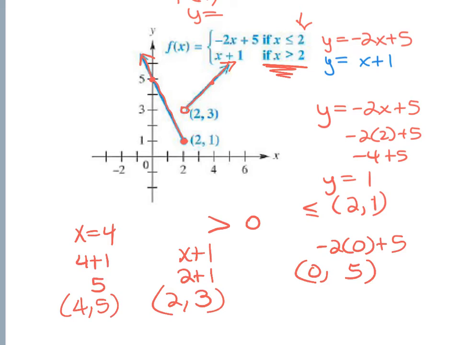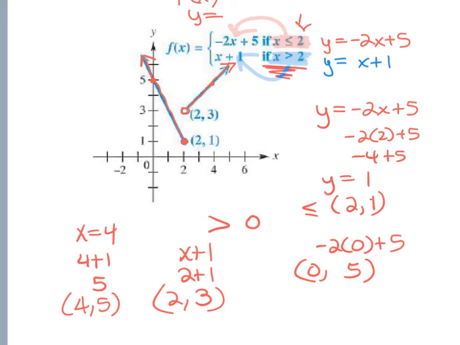You're going to pick x values that satisfy this. So any number that's 2 or less, you plug in here and get ordered pairs. Any number that's greater than 2, I would plug into this equation. And it creates your piecewise function. Let's try another one.